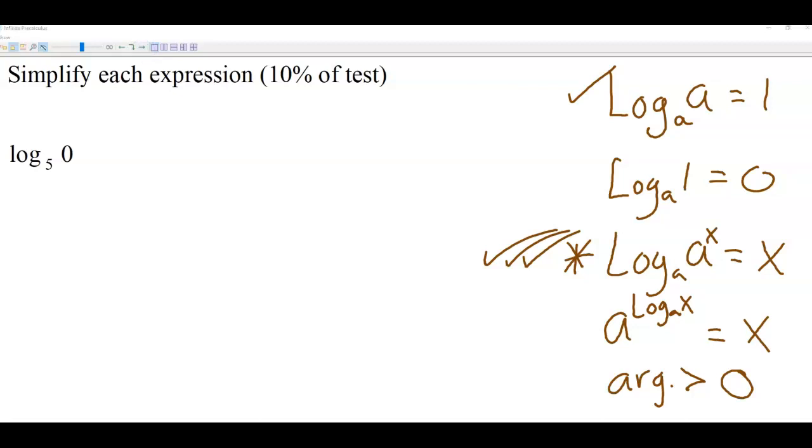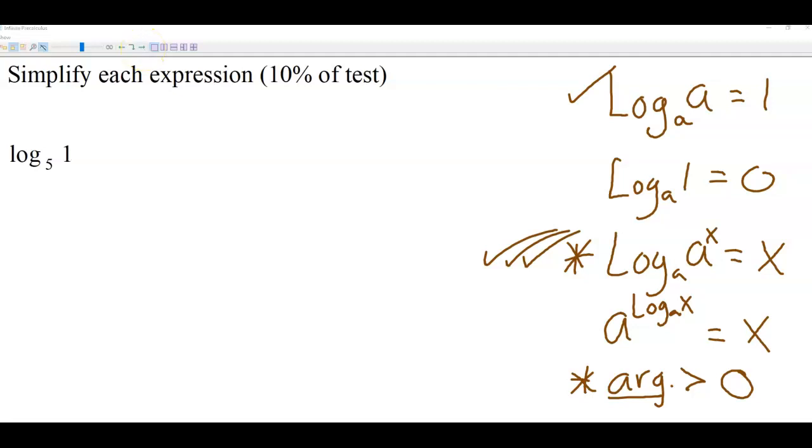For this one, it's tempting to say the answer is 1, but it's not. The answer is no solution. It kind of looks like this one, but it's not. It's actually this one down here. The argument has to be greater than 0. So since my argument is 0, that's not greater than 0, therefore there's no solution to that problem. Let's go ahead and take a look at another one.